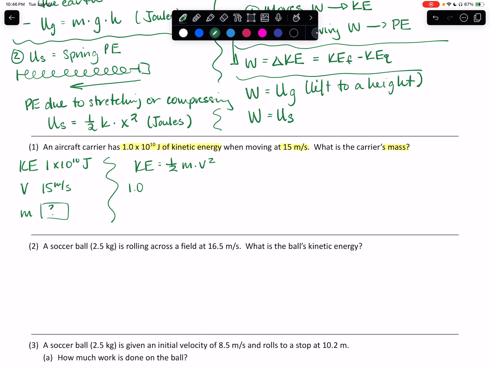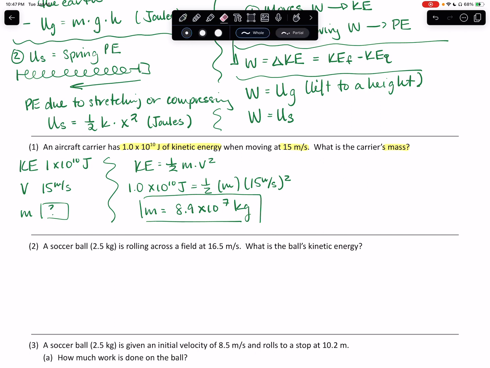So we plug in 1 times 10 to the 10th joules equal to 1/2 of our unknown mass times 15 meters per second squared. So we move things around, isolate our variable, and we end up with 8.9 times 10 to the 7th kilograms. You might say, well, that's a lot. But we are talking about aircraft carriers, so that seems very reasonable to me. So that's an example of using our kinetic energy formula.